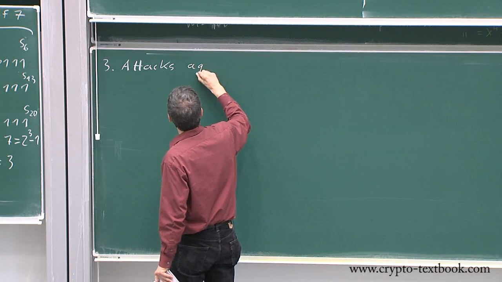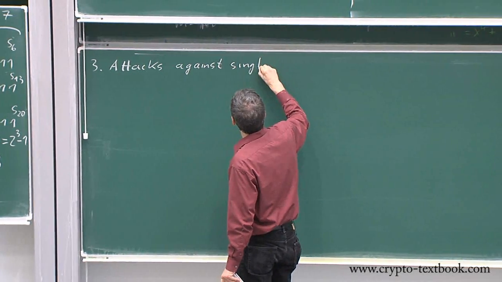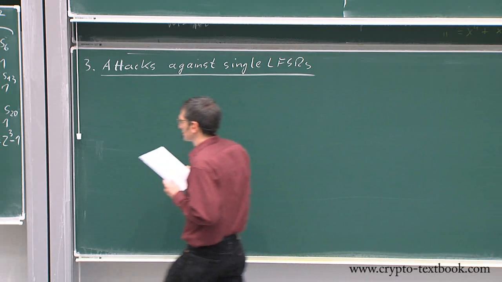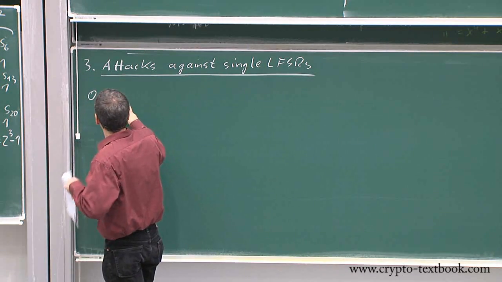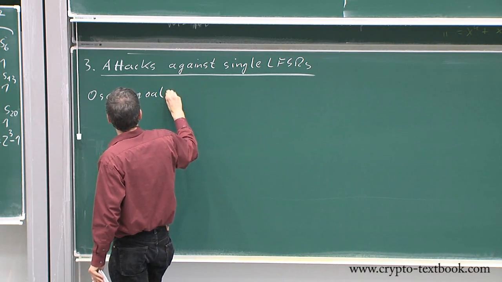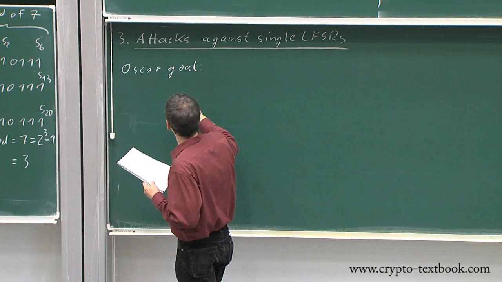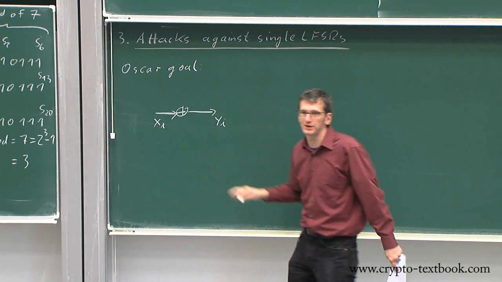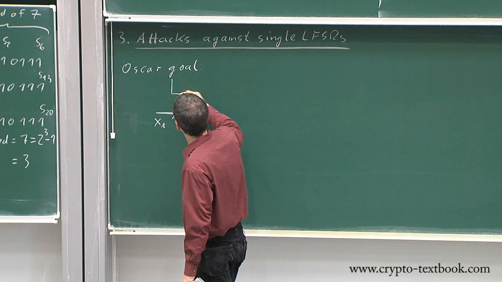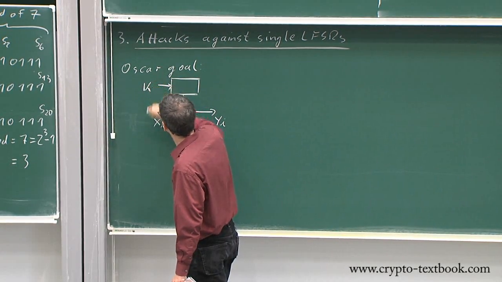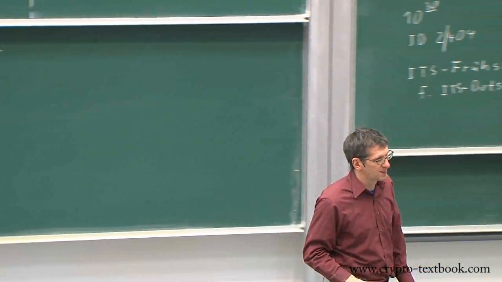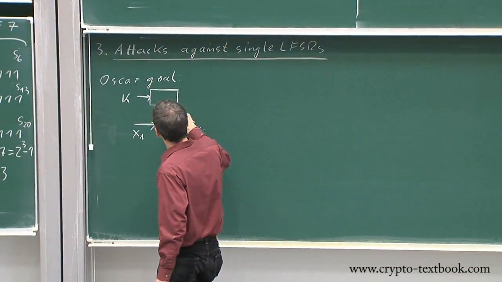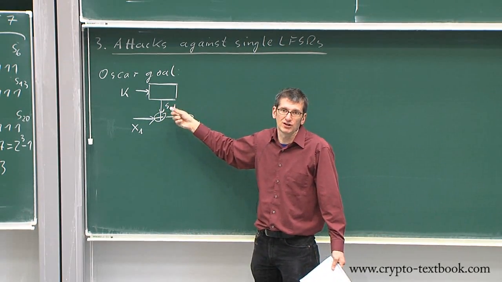Attacks against single LFSRs. So the attacker is usually what we refer to as Oscar. Oscar's goal is the following. Oscar knows we're using a stream cipher. He knows we have this situation here. And what he would like to have is to compute all the si, okay?